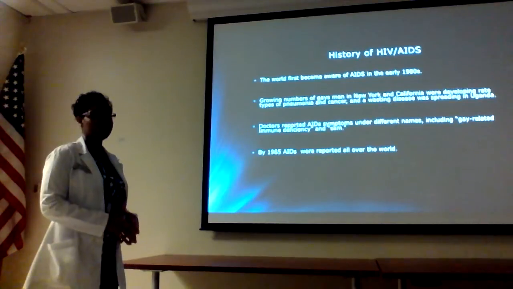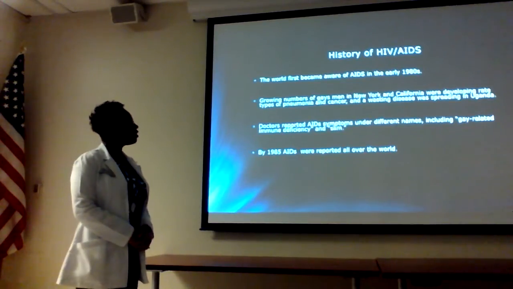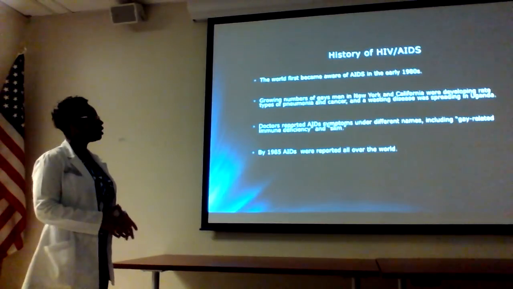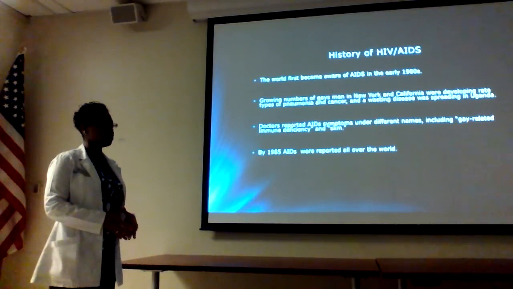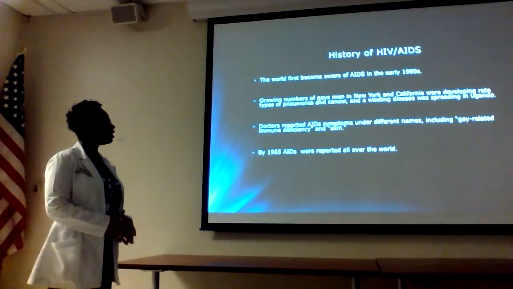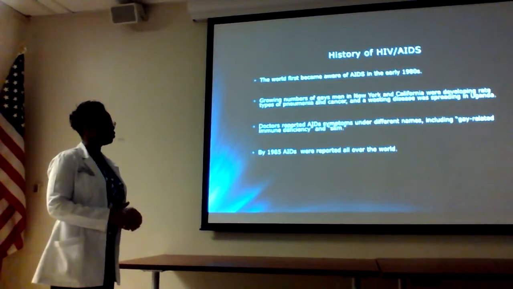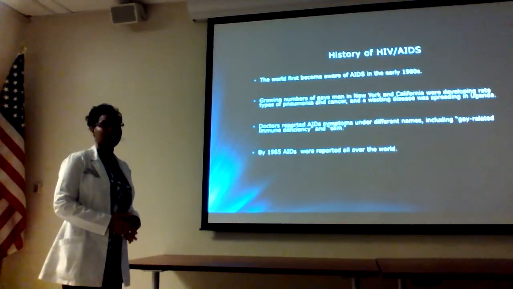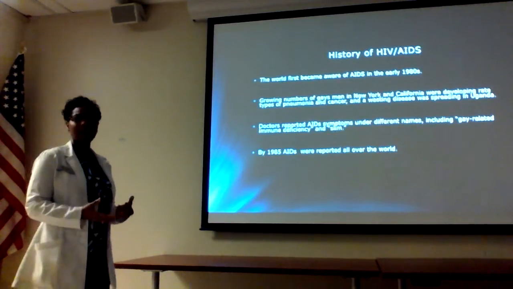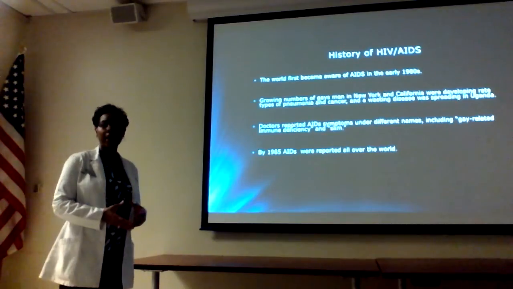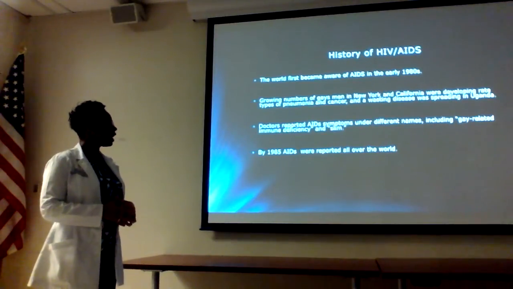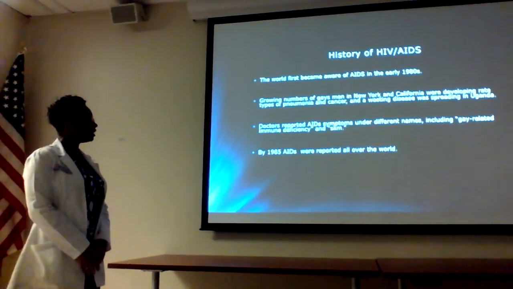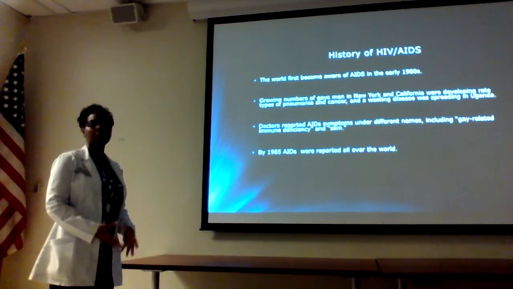The history of HIV and AIDS. The world first became aware of AIDS in the early 1980s. A growing number of gay men in New York and California were developing types of pneumonia, cancer, and a wasting disease that was spreading in Uganda. Doctors reported AIDS symptoms under different names such as gay-related immune deficiency and also SLIM. By 1985, AIDS was reported all over the world.